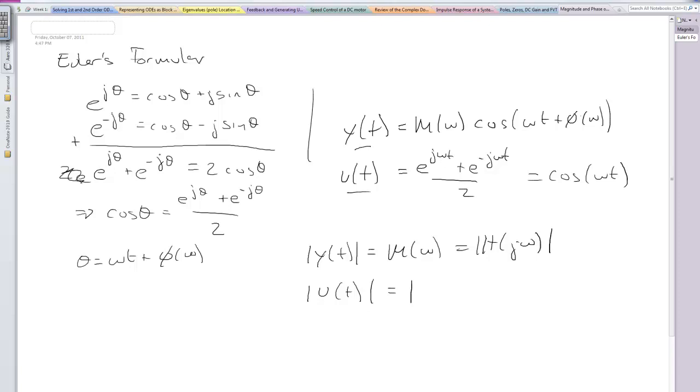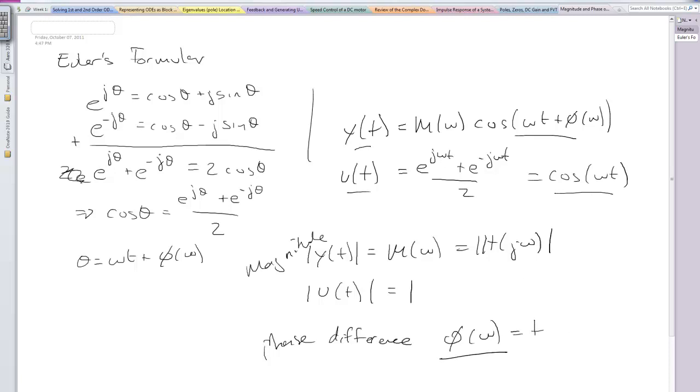And notice the phase difference, so this is on the magnitude side. Notice the phase difference between the input u of t, which is cosine omega t, and the output, cosine omega t plus phi of omega, is just that angle phi of omega, which is simply the inverse tangent of the imaginary part of H of j omega over the real part of H of j omega.